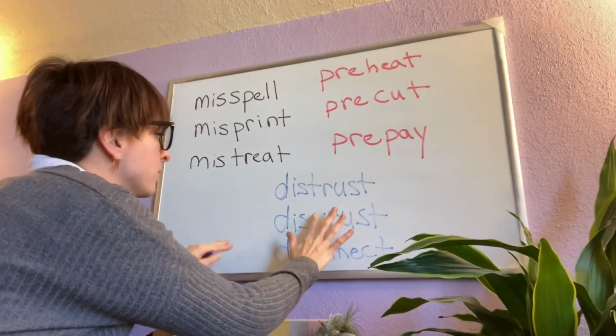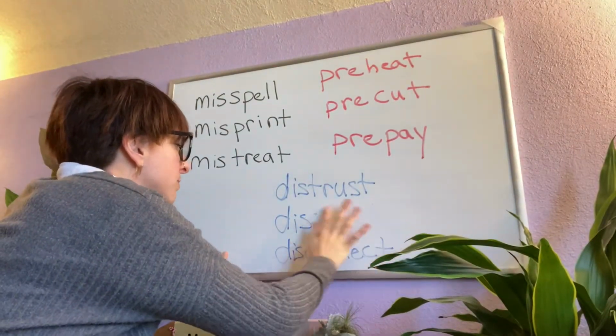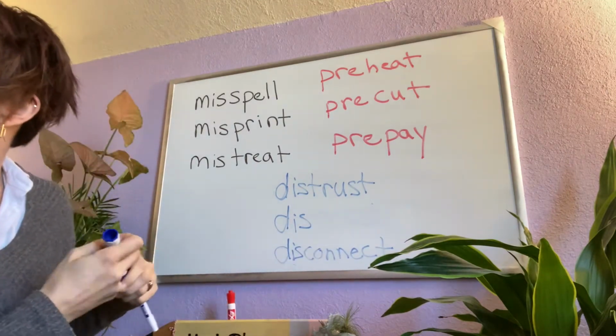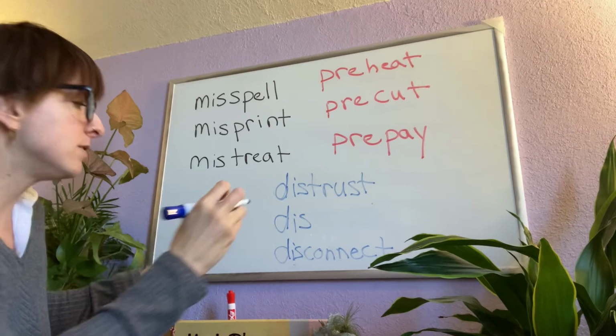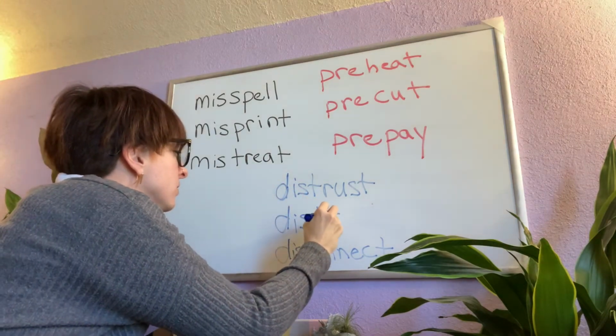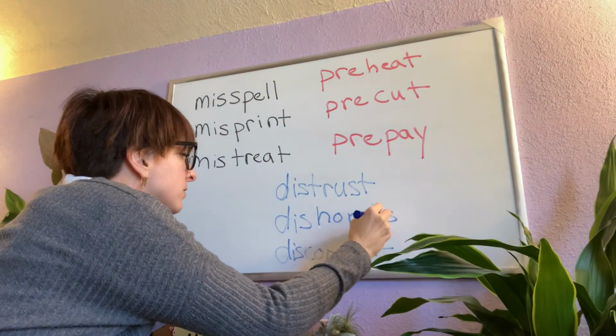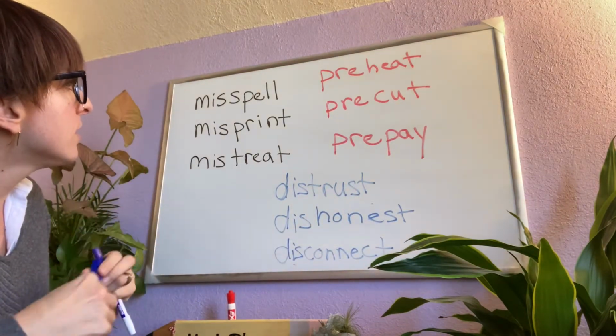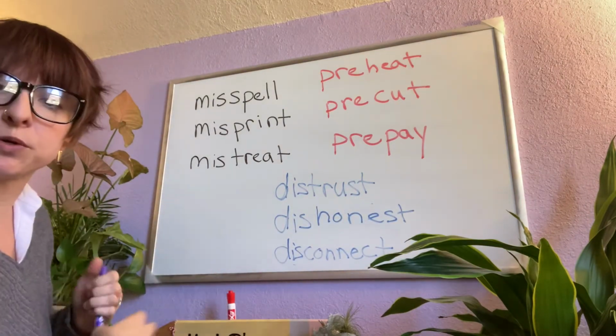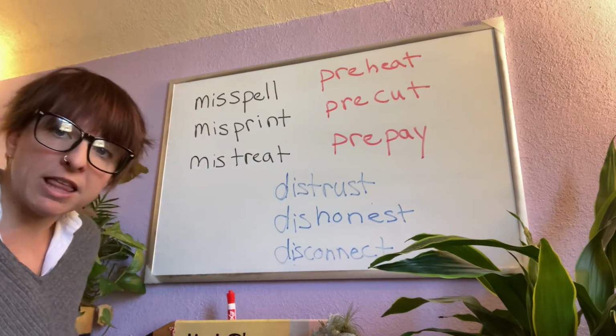I'm going to change this one because I wrote distrust twice. Let's write dishonest. Now we have 3 different words. What is the same about these 3 words? Can you say it out loud?